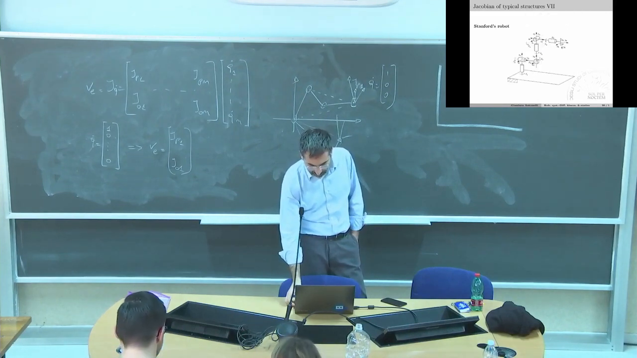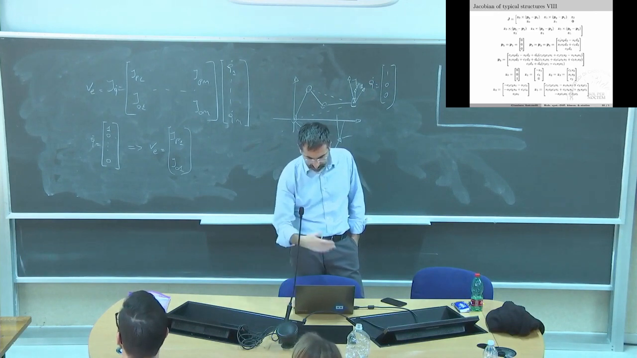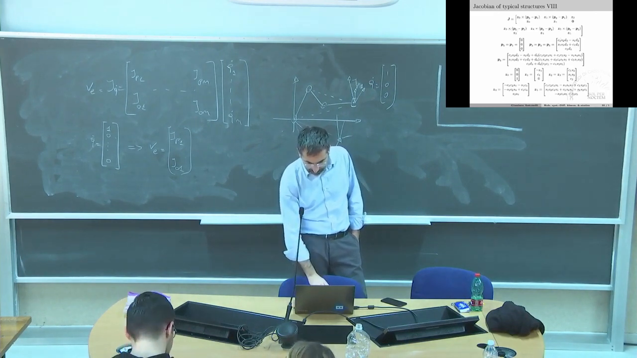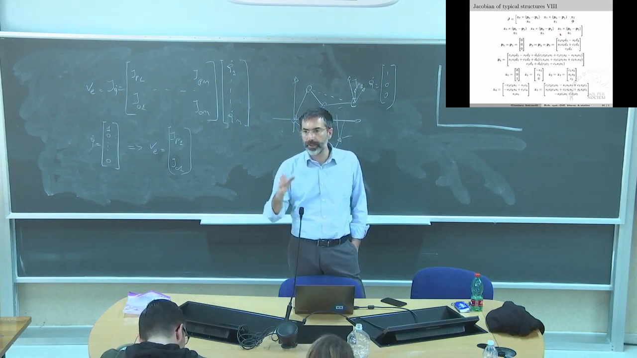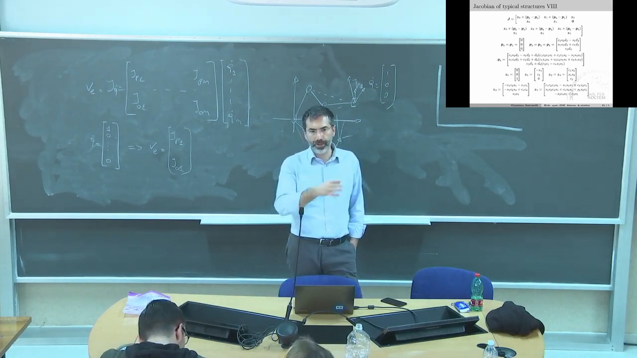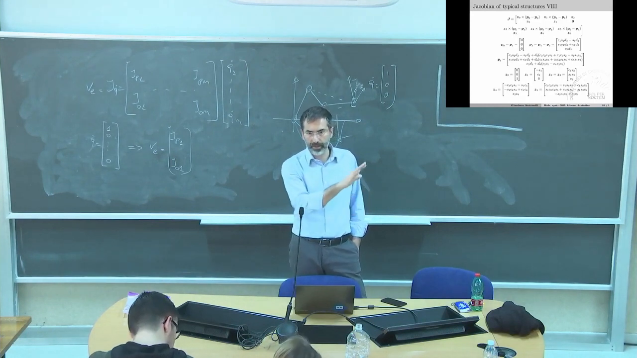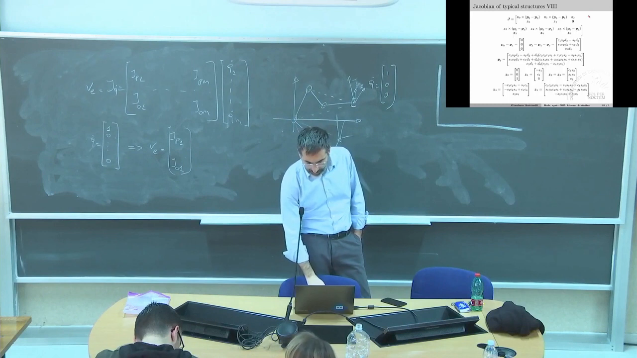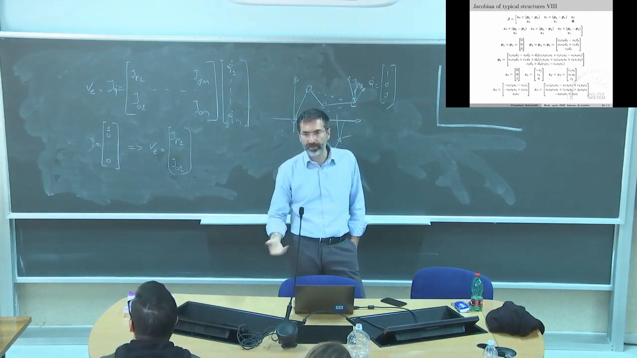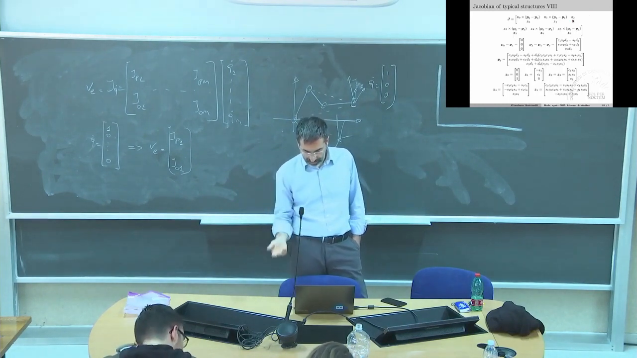Okay, 6 degrees of freedom, same for robots. I have a very complex symbolic expression, but conceptually, nothing is changing since the planar case, okay? Conceptually, they're all the same. Here, I can appreciate that there is a prismatic joint, so the third column is easier.